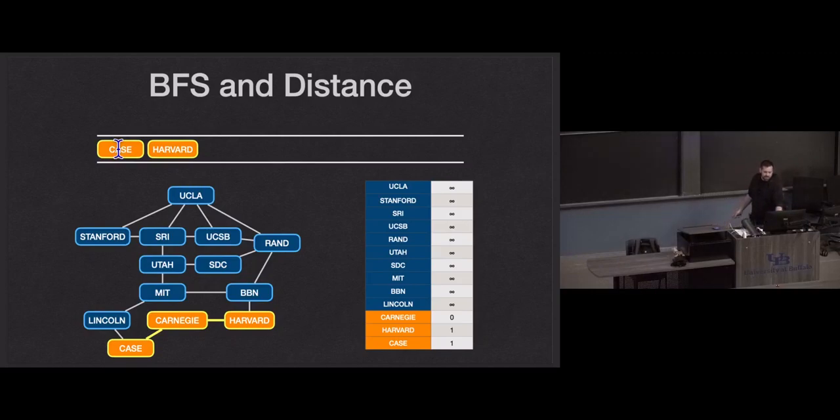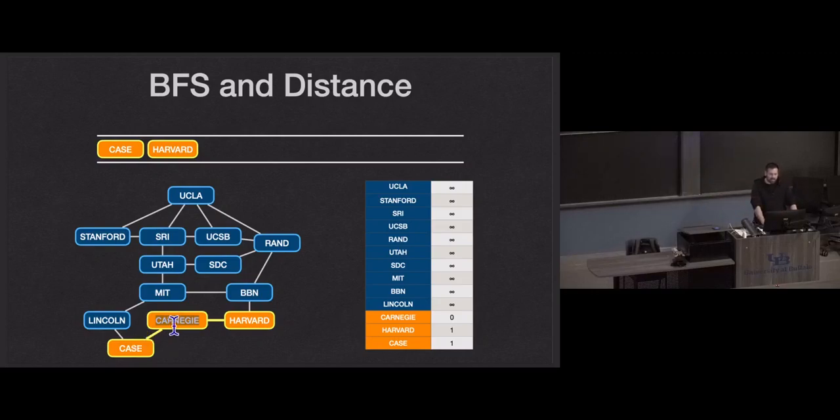The queue is not empty, so we're going to dequeue Case. Case is going to check all of its neighbors. It's going to check Carnegie. Carnegie's already explored, so we're going to say, hey, explore data structure, has Carnegie been explored yet? That data structure is going to be like, yeah, Carnegie's already in here. It's already been explored. So what we do is nothing. We don't do anything. Node's already been explored.